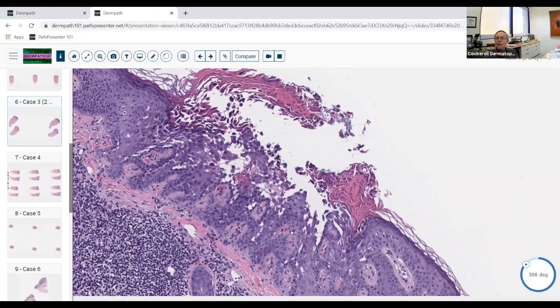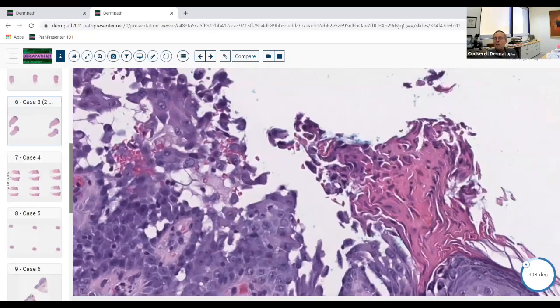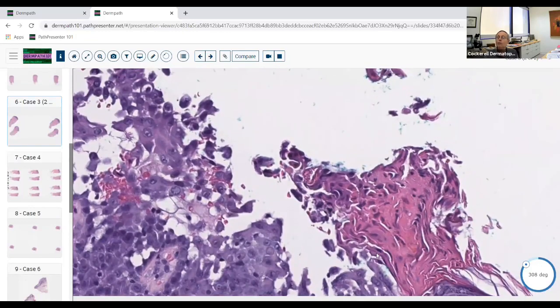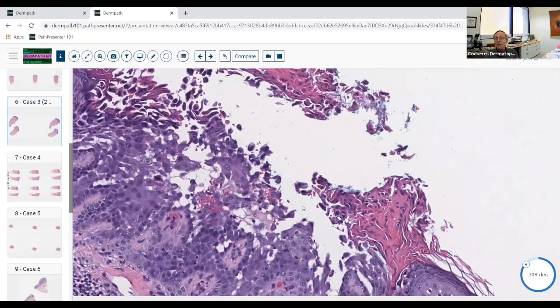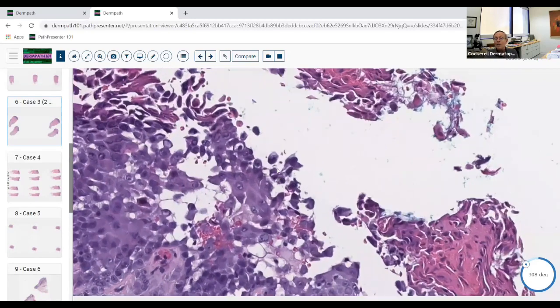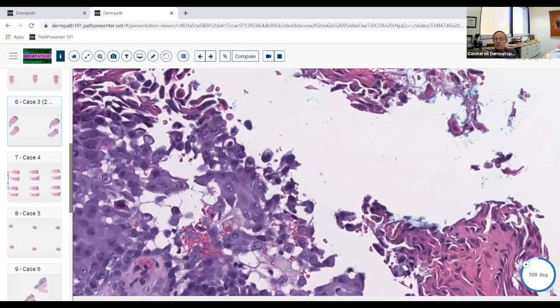Another thing you have to look for in Haley disease too, because it is in areas that are intertriginous and macerated, look for secondary infections. Very common to see secondary candidal infection, common to see secondary herpes infection in lesions of Haley. So you want to look to see if there's any secondary viral cytopathic effect. Nothing in this section here, but that's not an altogether uncommon thing when you're dealing with patients that have Haley disease.